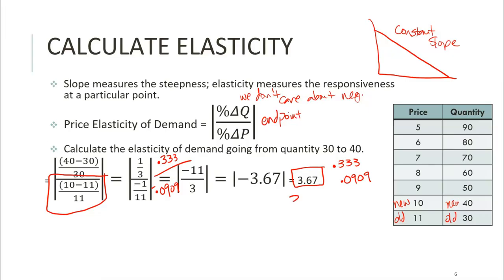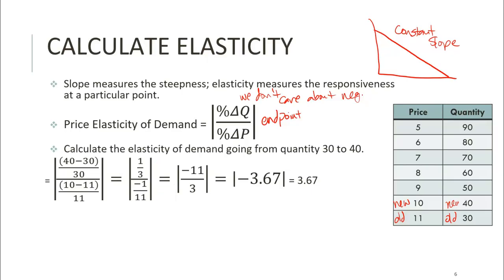Or if we'd gotten a value of 3, right, that would tell us if the bottom was 10 or 0.1, the top would be 0.3. Or bottom is 10, top is 30. Okay, with 3.67, if we have a 10% change in price, that's going to lead to a 36.7% change in the quantity. So it just tells us how much bigger the quantity changes compared to the price.